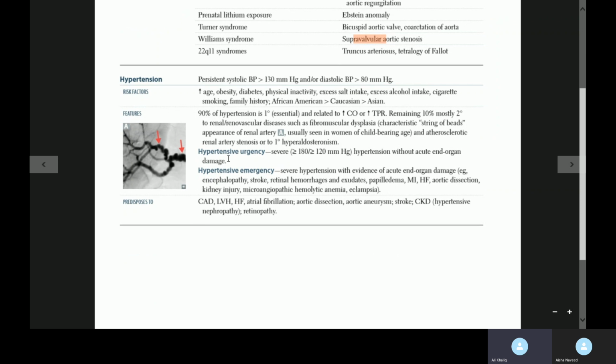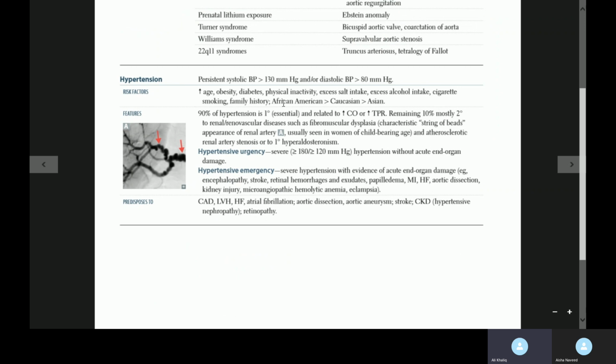Anyways, then comes your hypertension. Now, some easy topics. Hypertension, if you simply know it, is blood pressure of more than 130 by 80, right? Now, risk factors for hypertension, just go through it once. Increasing age, obesity, diabetes, physical inactivity, excessive salt intake, excessive alcohol, cigarettes, family history, African Americans, more than Caucasians and Asians. So these are some risk factors associated with hypertension.